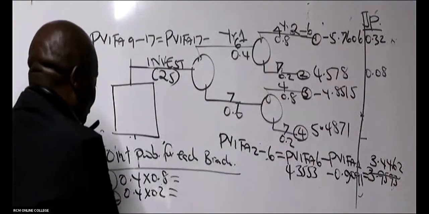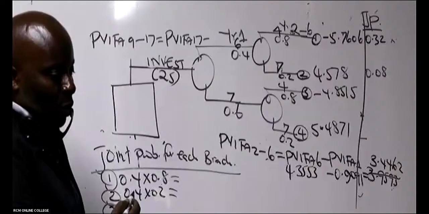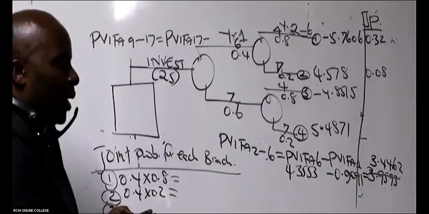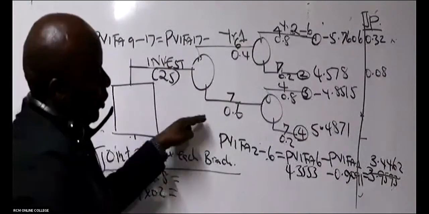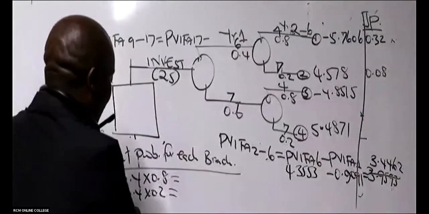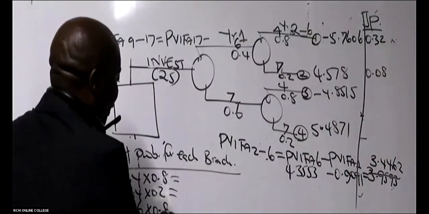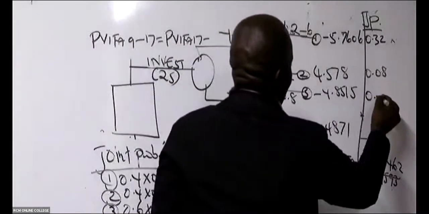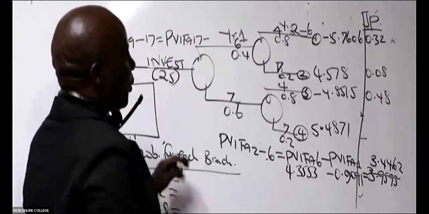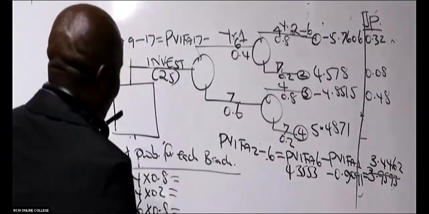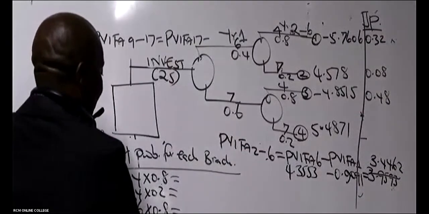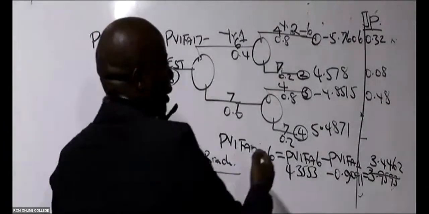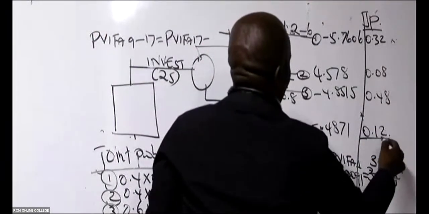Then we go to branch number 3. What do we have in branch number 3? I can see my branches here, 0.6 times 0.8, which will end up giving us 0.48. Thank you so much. And then we come to the last branch, number 4, 0.6 times 0.2, which will end up giving us what figure? 0.12. Thank you so much.